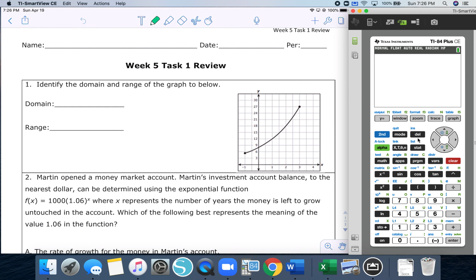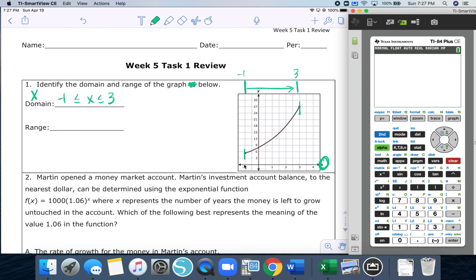So problem 1, identify the domain and range of the graph below. So the domain, remember, is your x values. In this graph, my x's go side to side. You can see the x-axis is labeled down below. So your x's go from left to right. So I know that domain needs to have an x in the middle. Now, all exponential functions have domains of all real numbers unless they have these endpoints right here. So these x's are going to go from -1 all the way to +3.